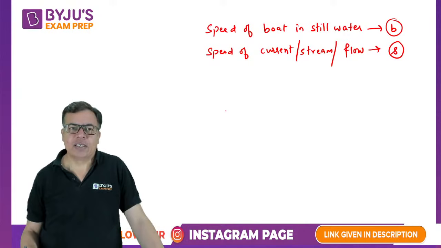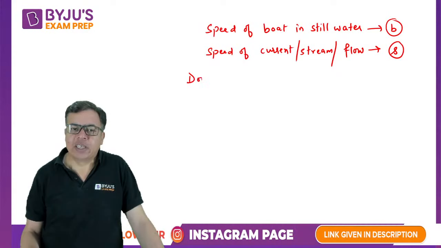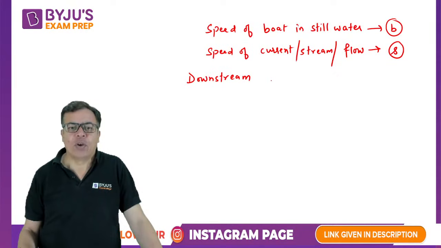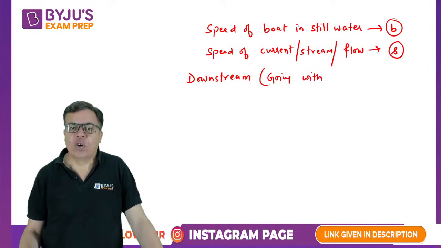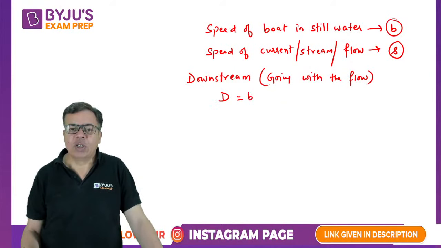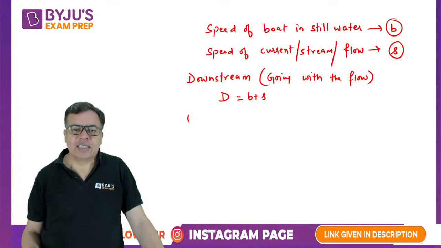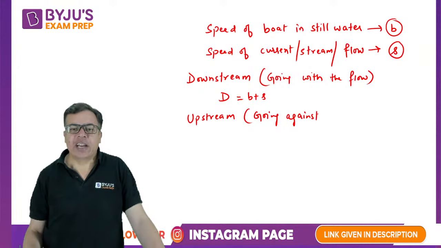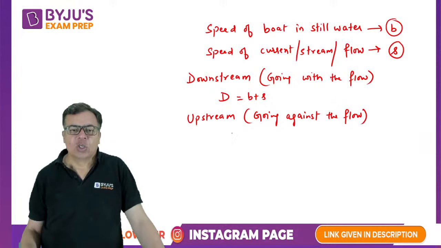Now there is a nomenclature called downstream. Downstream is going with the flow, in the direction of the river. If I take this as D, then D is equal to B plus S. The second one is upstream, that is going against the flow, in the direction opposite to the flow. I will use U for it, and U is B minus S.